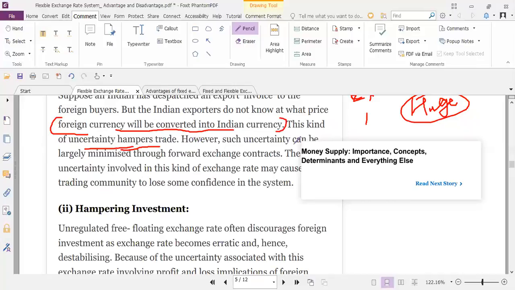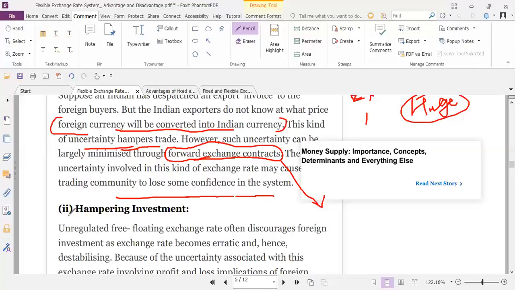However, such uncertainty can be largely minimized through forward exchange contracts. Forward exchange contracts are nothing but predetermined contracts, right? The contract must have taken place before the trade. So they can be assured now with forward exchange contracts. So certainty will come, and this way this uncertainty can be reduced. The other uncertainty involved in this kind of exchange rate may cause the trading community to lose some confidence in the system. So uncertainty will naturally lead to loss in confidence in the system. So this is one disadvantage.